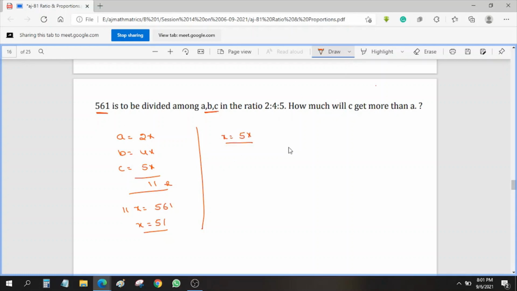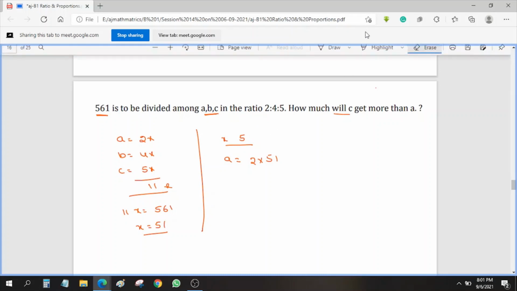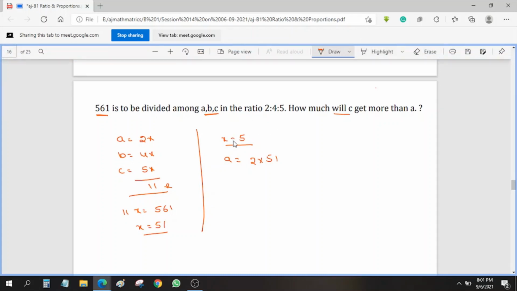Then we need to find out how much C will get more than A. See, generally what we'll do in the examination, we'll find the A value. A value is what? 2 into 51. Okay, yeah, give me a minute. I made a small mistake here. x is equal to 51, right? So 2 into 51 is 102, and B value is 4 into 51, which is 204, and C value is 5 into 51, which is 255.